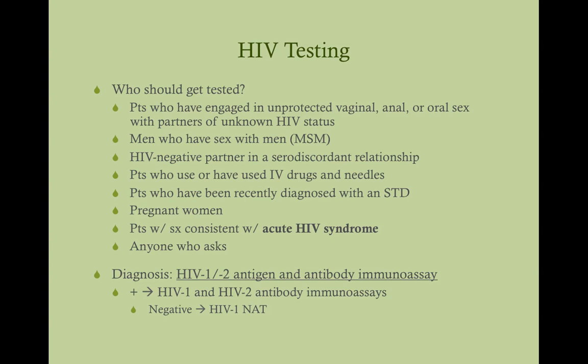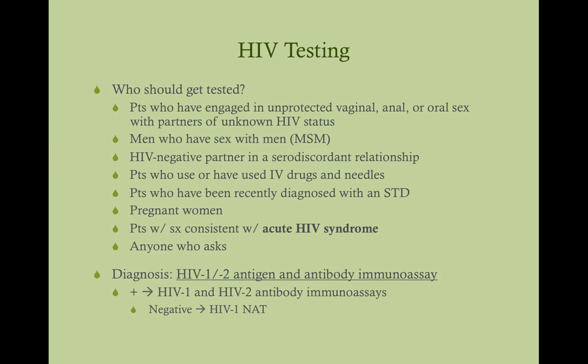Now you get this one test, and it's called the HIV-1, HIV-2 antigen and antibody immunoassay. It's a single test. It's a blood test. And you may also hear this called the 4th generation antigen and antibody immunoassay. This is the test we get now to screen for HIV. If this comes back positive, it's considered a diagnosis of HIV. However, there's a couple other things we need to do.